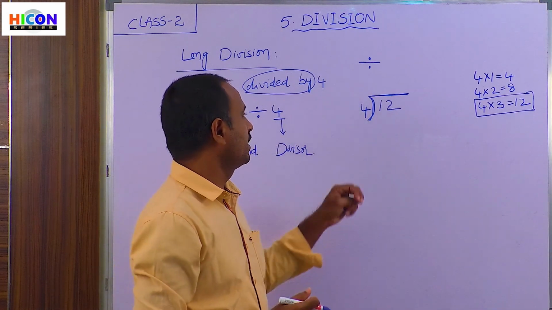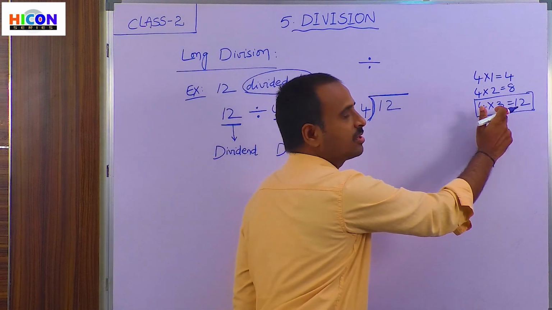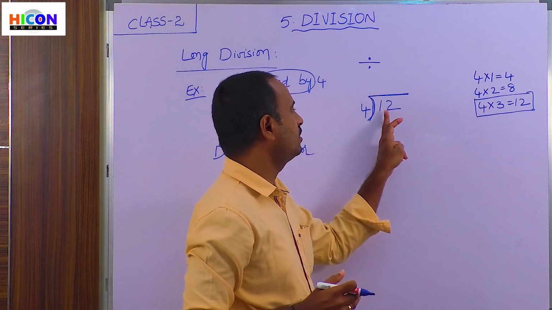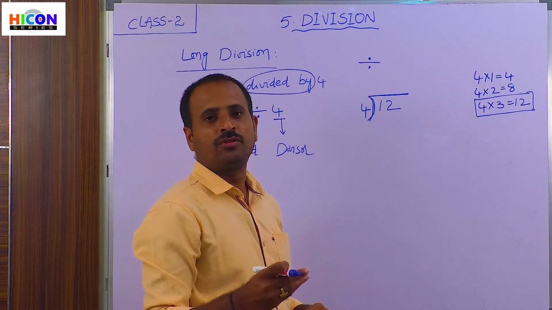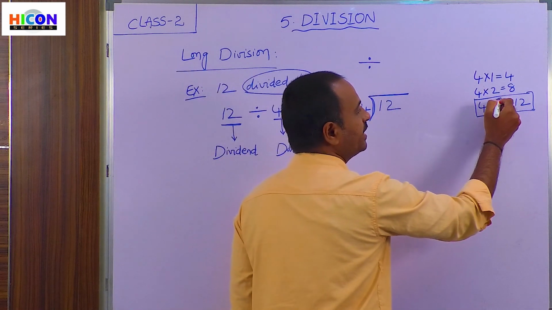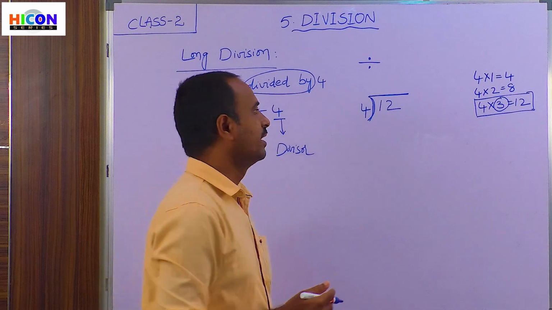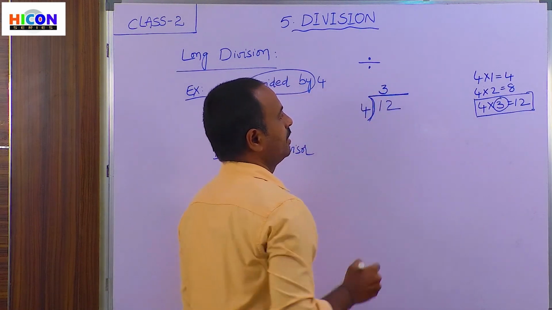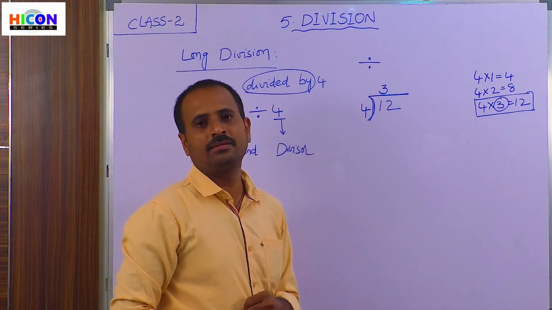So when does the number 12 come in the fourth table? That is 4 threes are 12. That means 3 times 4 is 12. So write 3 here. How many times? 3 times in the fourth table. Write 3 above the dividend, on the line.